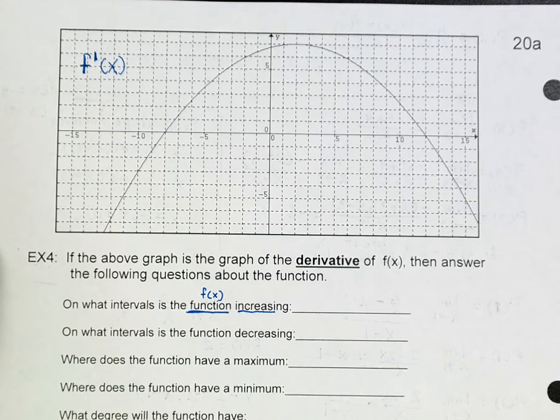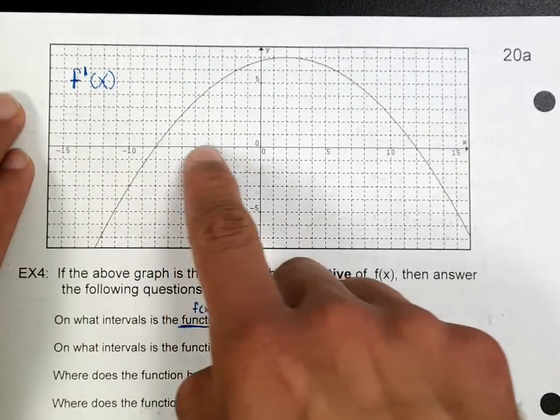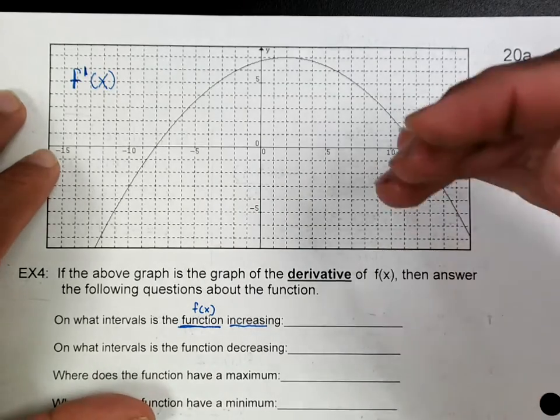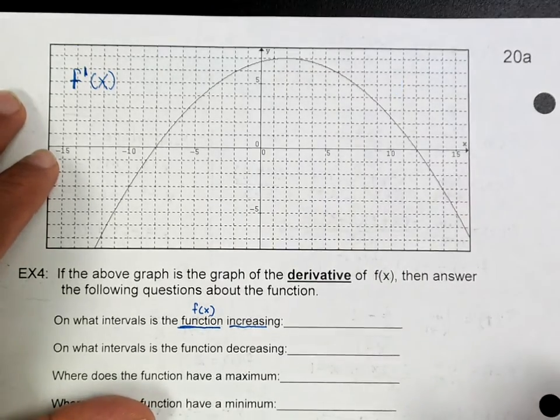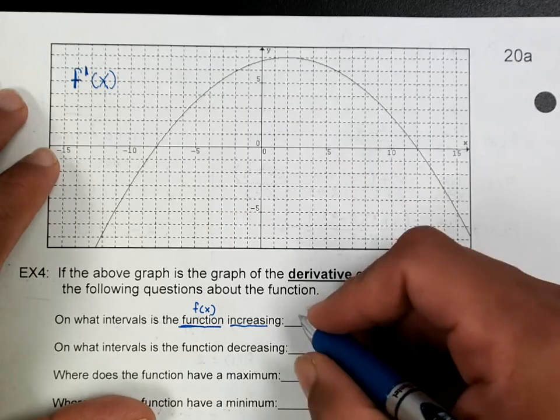To do this without much work, what you need to realize is that if you're above this line right here, the x-axis, that would be your zero slope. And everything above that would represent a positive slope on the tangent line. So if you have all positive slopes, that means you're increasing.